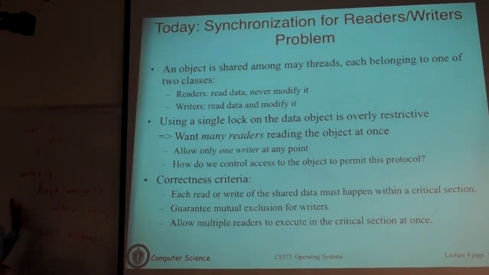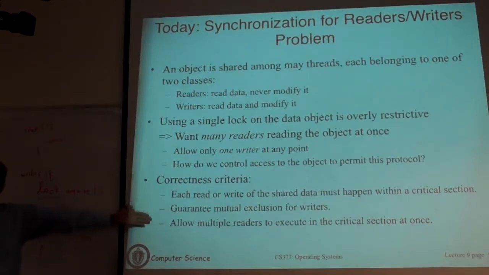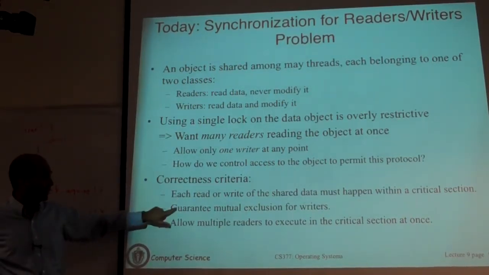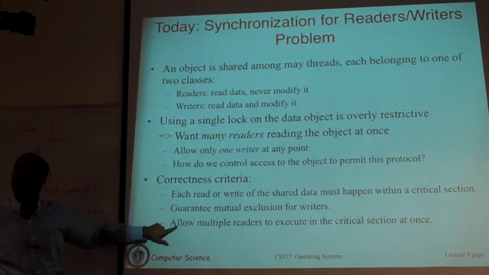So the first question I would ask is, do we understand the correctness property? What do we want? Each read or write should be within a critical section. You want to guarantee mutual exclusion for writers, but you want to allow multiple readers.